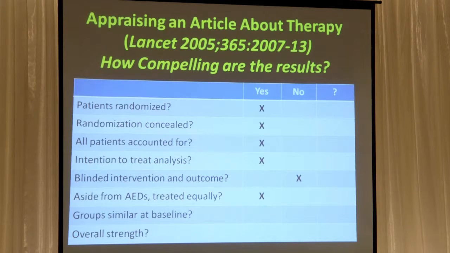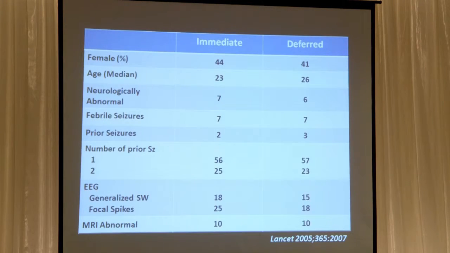How about similar at baseline? This is always, where do you find this information? Again, we don't have time. We're always pressed for time. It's almost always table 1, exactly right. So here's their table 1. These are almost all percentages except for age.